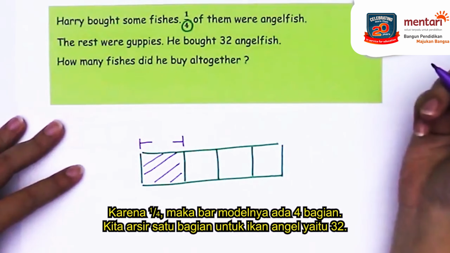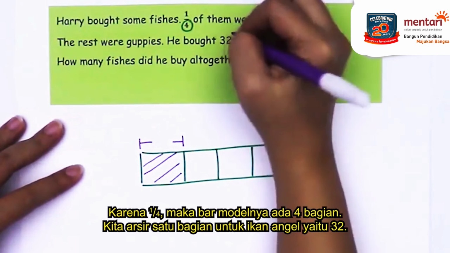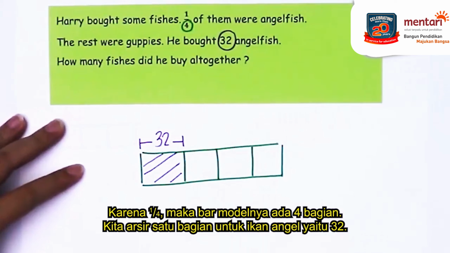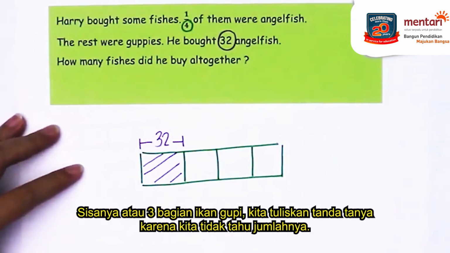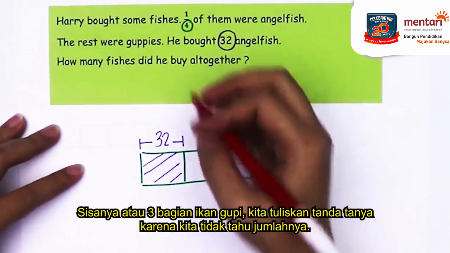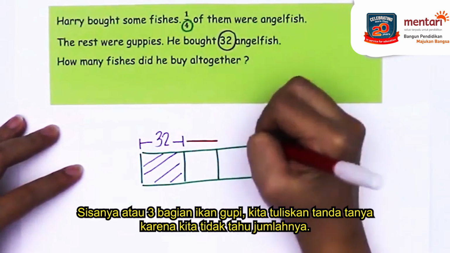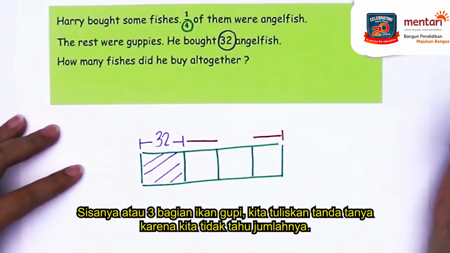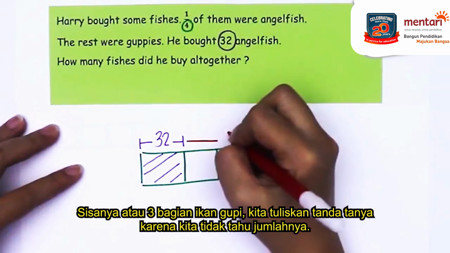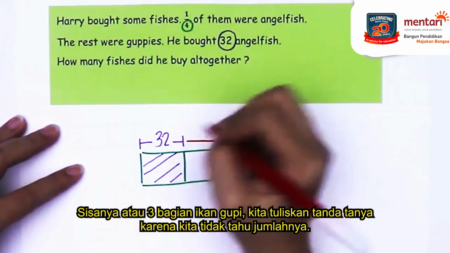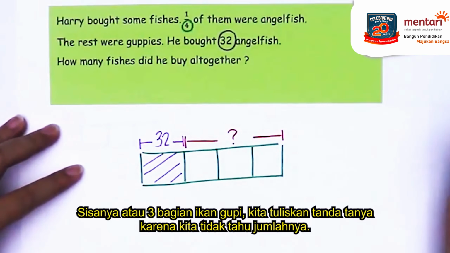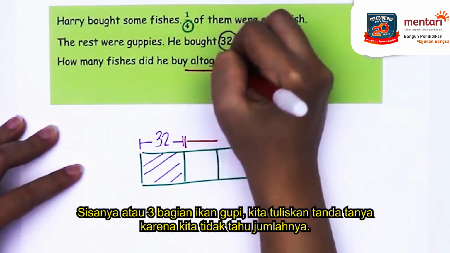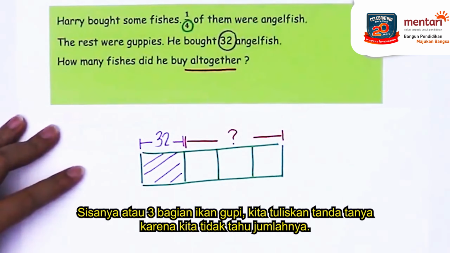Do you know the number of angelfish? We got 32. Now, the rest were guppies, meaning the 3 other parts are for the guppies. Do you know how many guppies there are? No. Therefore, we need to find out first the number of guppies before we can find out the total number of fishes that he bought.